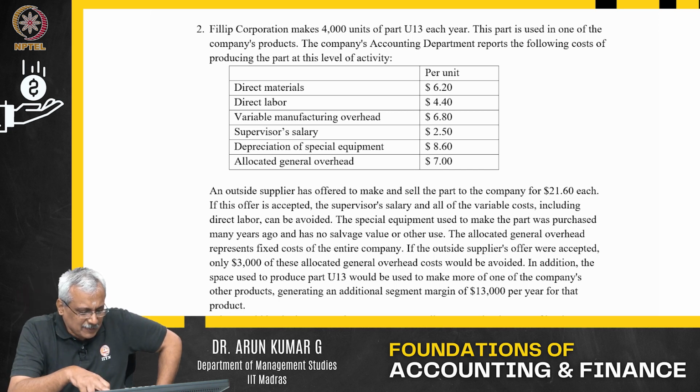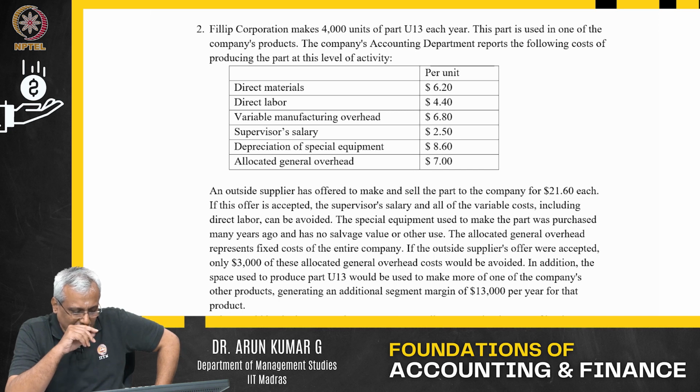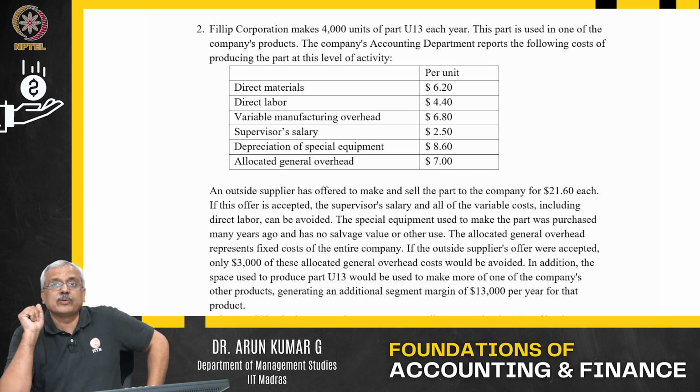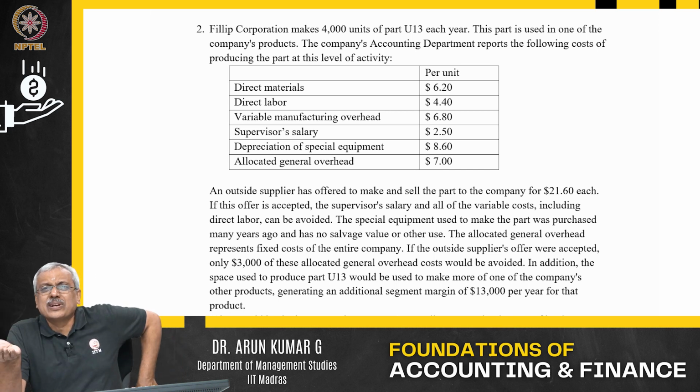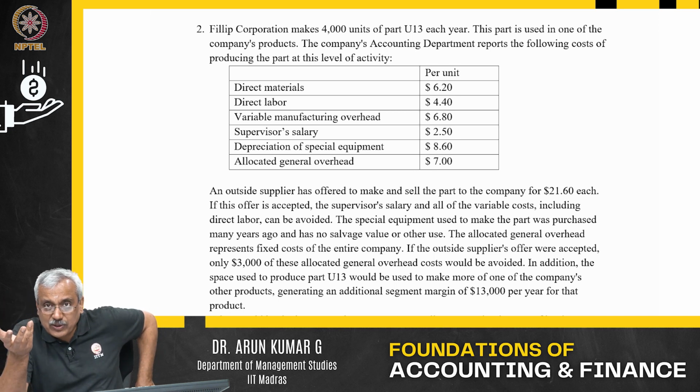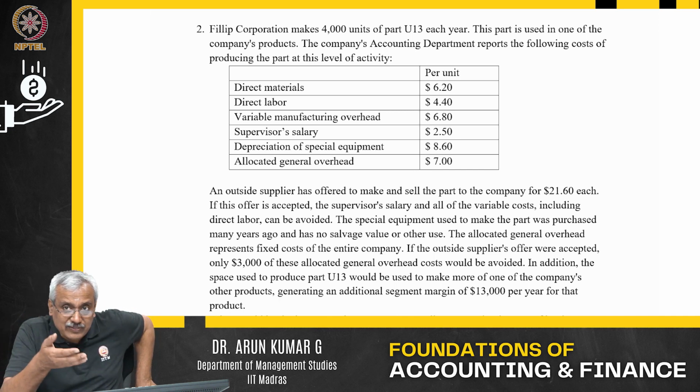In addition, the space utilized to produce part U13 would be used to make more of one of the company's other products, generating additional segment margin of 13,000 per year for the product. So, what is happening? Your revenue is going to increase by 13,000 if you do not manufacture. If you manufacture, that revenue you are not going to get. If you are not going to manufacture, that revenue you are going to get.